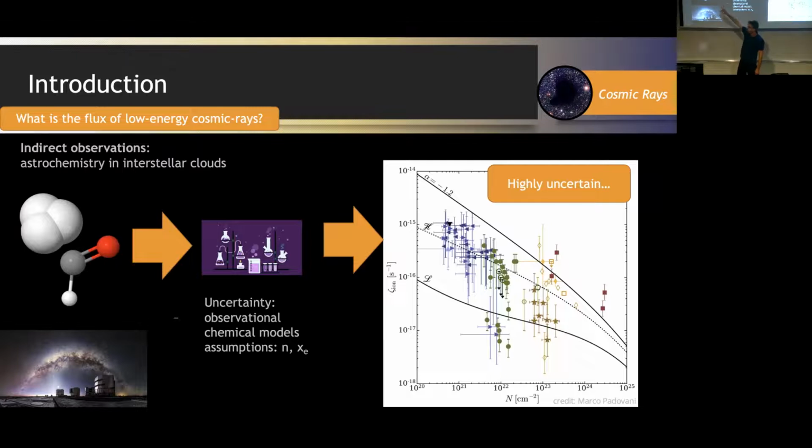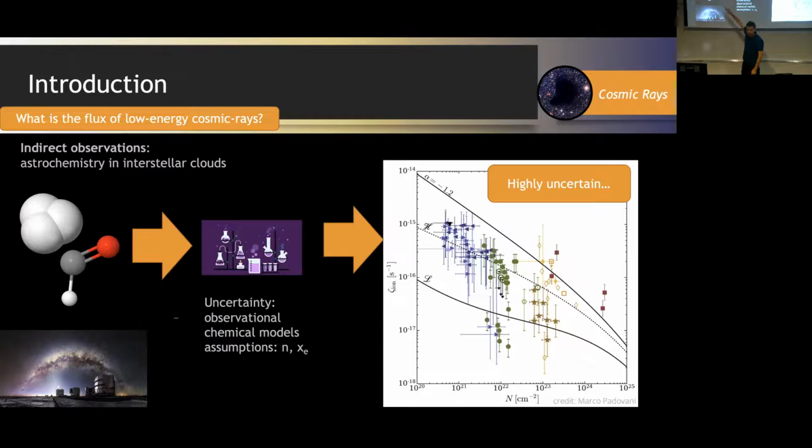For example, H3+, HCN, different molecules in these molecular clouds, then what people do, they use chemical models that say, given the observation, given the amount of molecules we see, the cosmic ray ionization rate should be this and that. Otherwise, it doesn't agree with our observations. The problem is that these chemical models have uncertainties, and there are many assumptions that go into these chemical models.